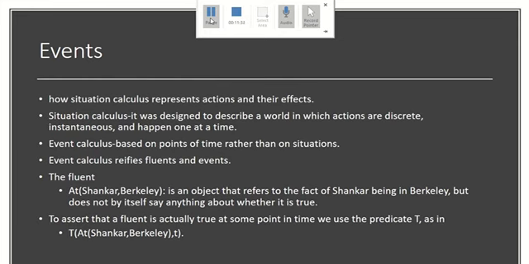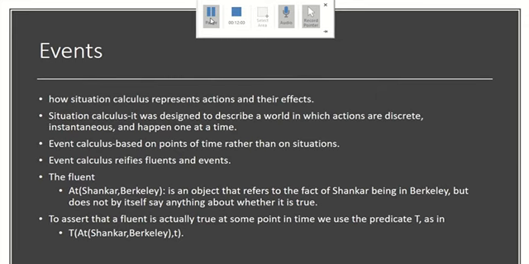If we are going with the situation calculus, we can say two states of the tub: one when it was empty, and another when the tub was full. So we are not dealing with the in-between states, only the initial state and the final state. That is the situation calculus.